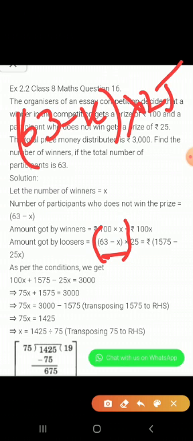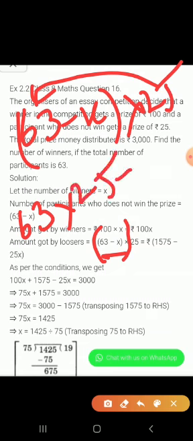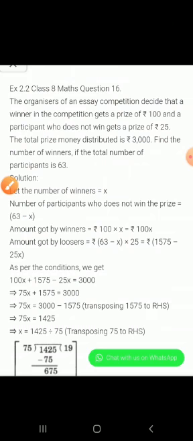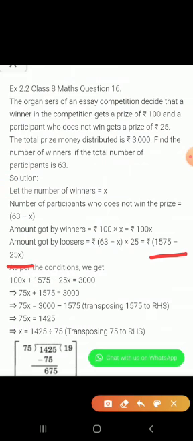So how to solve it? 25 will be multiplied with 63, so 63 into 25, minus sign as it is. Now 25 will be multiplied with x, that is 25x. So 63 into 25 is 1575 minus 25x. This much amount, those who are just participating and not winning, are getting. Okay. Now the total amount they have is 3000. So see how much winners are getting: rupees 100x. How much those losers are getting: 1575 minus 25x. Means adding these two, we should get the total amount as 3000.